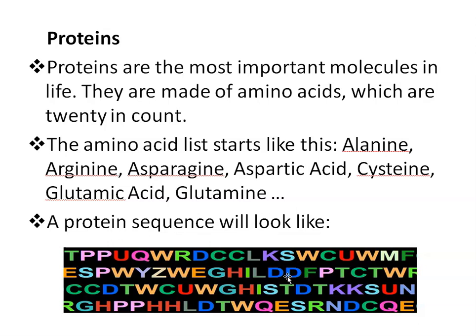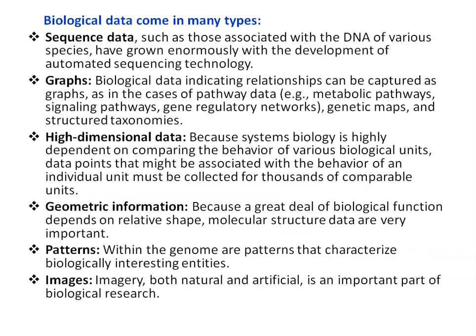So what are these sequences? DNA sequence, RNA sequence, protein sequence. This is biological data, right? This is raw biological data, usually referred to as DNA, RNA, and protein, right? Biological data come in many types, not only as the sequence data that we have discussed just now. We have discussed sequence data, right? But biological data come in many types: sequence data, graphs, high-dimensional data, geometric information, patterns, images, right?